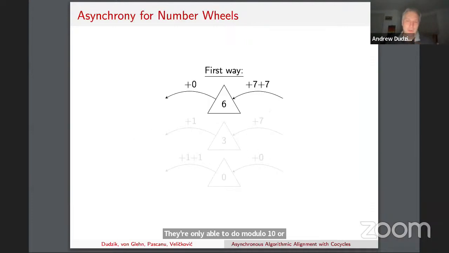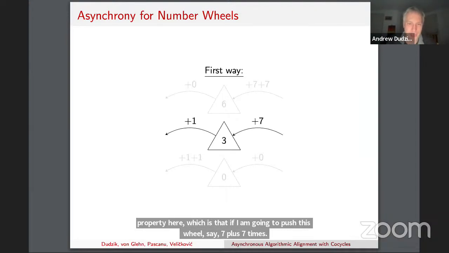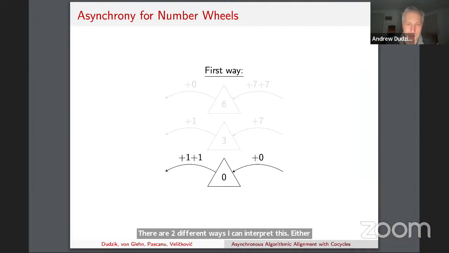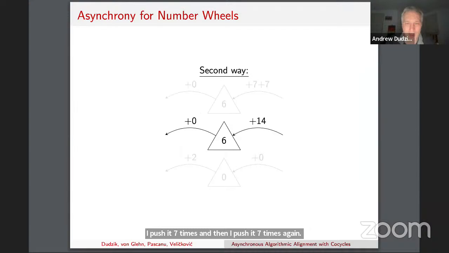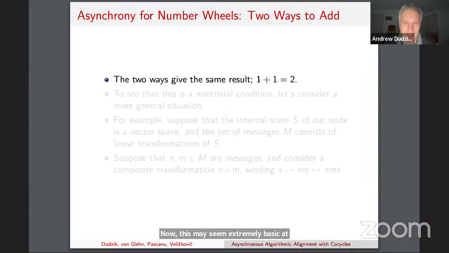And I just want to point out there is a nice asynchrony property here, which is that if I am going to push this wheel, say 7 plus 7 times, there are two different ways I can interpret this. Either I push it 7 times and then I push it 7 times again, in which case I carry 1 plus 1. Or I say, well, 7 plus 7 is just 14, so I'm going to push it 14 times and then I carry a 2, right? Now, this may seem extremely basic at first glance, but it's somewhat interesting here that 1 plus 1 equals 2.